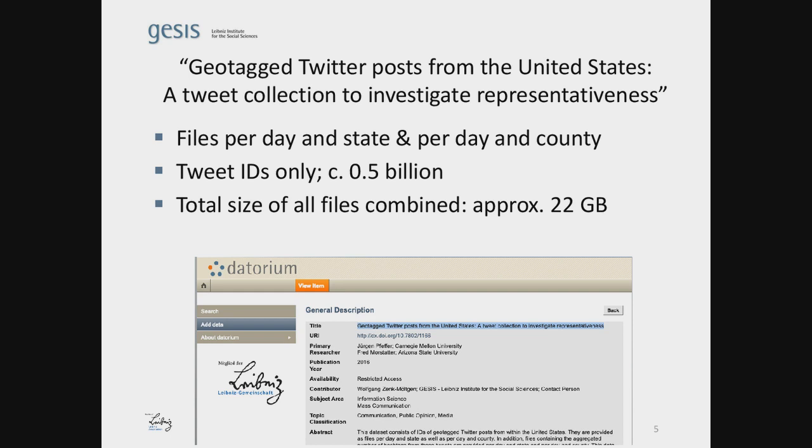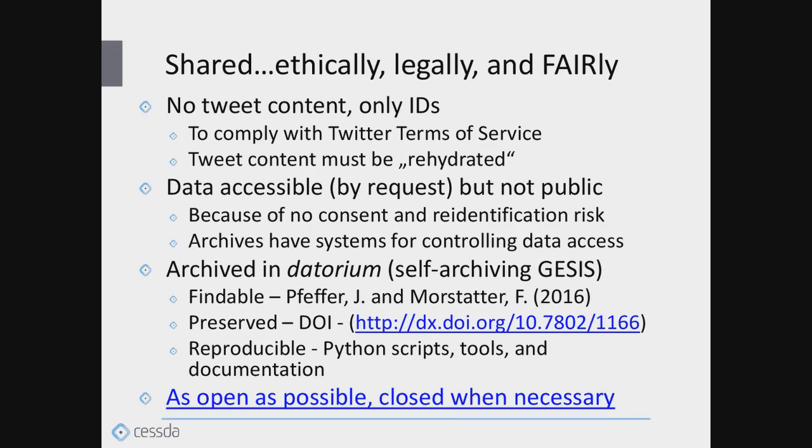And okay, it's not big data by natural science standards, but for social science data collection, it's fairly large. It is 22 gigabytes. So the panel at the bottom is the catalog record of how this appears, and it has been successfully archived. So let me now go on and say a little bit about how they managed to do that. And not only did it, but did it, I think, ethically, legally, and fairly. And here I mean in the standards of FAIR, so findable, accessible, interoperable, and reusable.